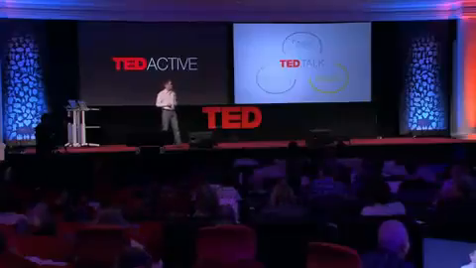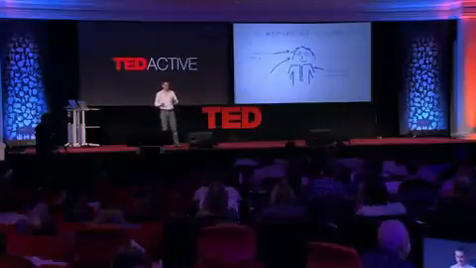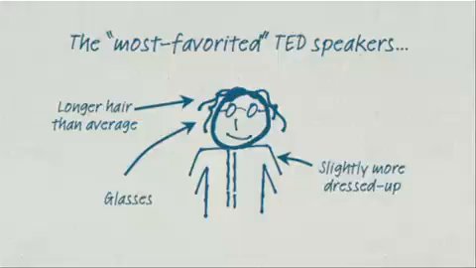Now, let's go to the visuals. The most obvious visual thing on stage is the speaker, and analysis shows if you want to be among the most favorite TED speakers, you should let your hair grow a little bit longer than average. Make sure you wear your glasses and be slightly more dressed up than the average TED speaker. Slides are okay, though you might consider going for props.